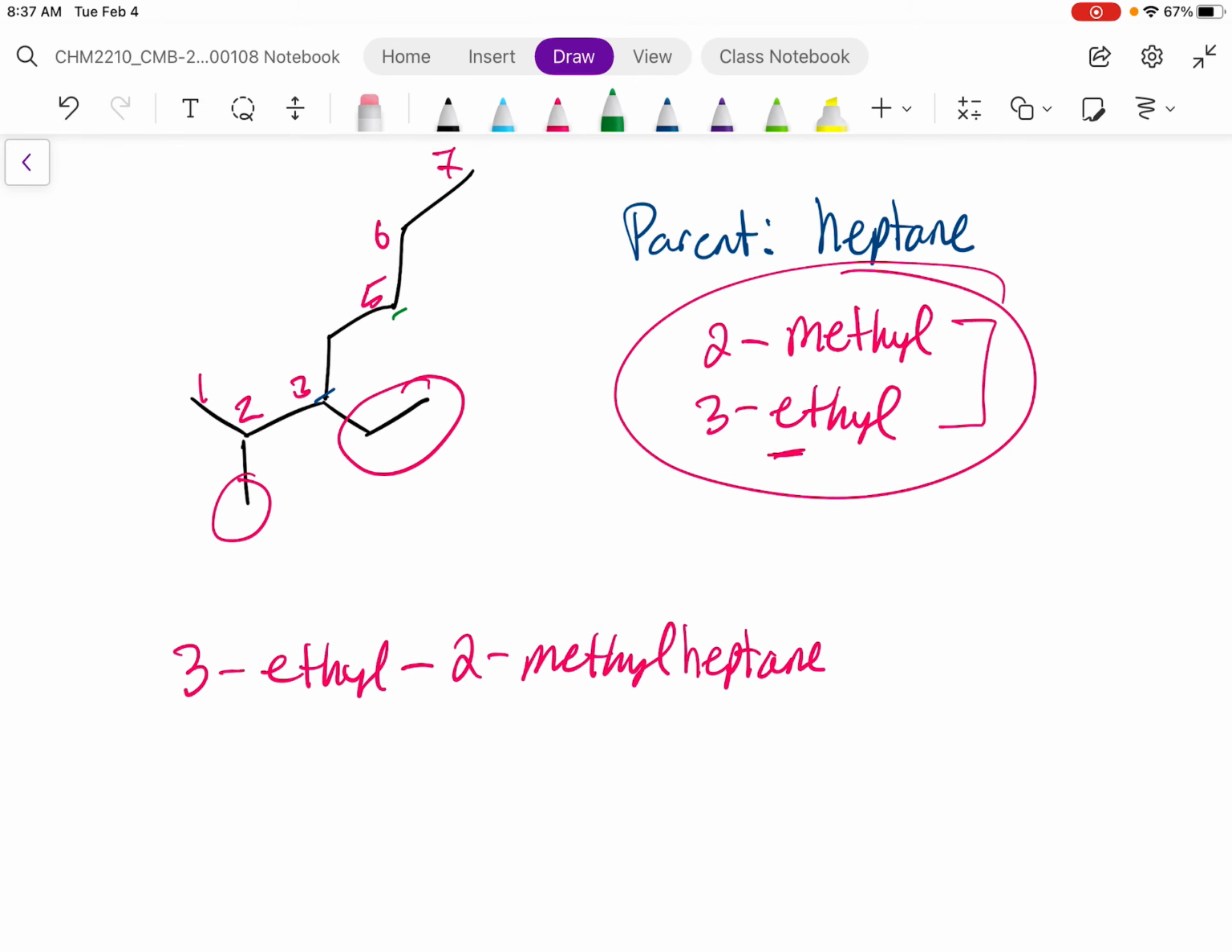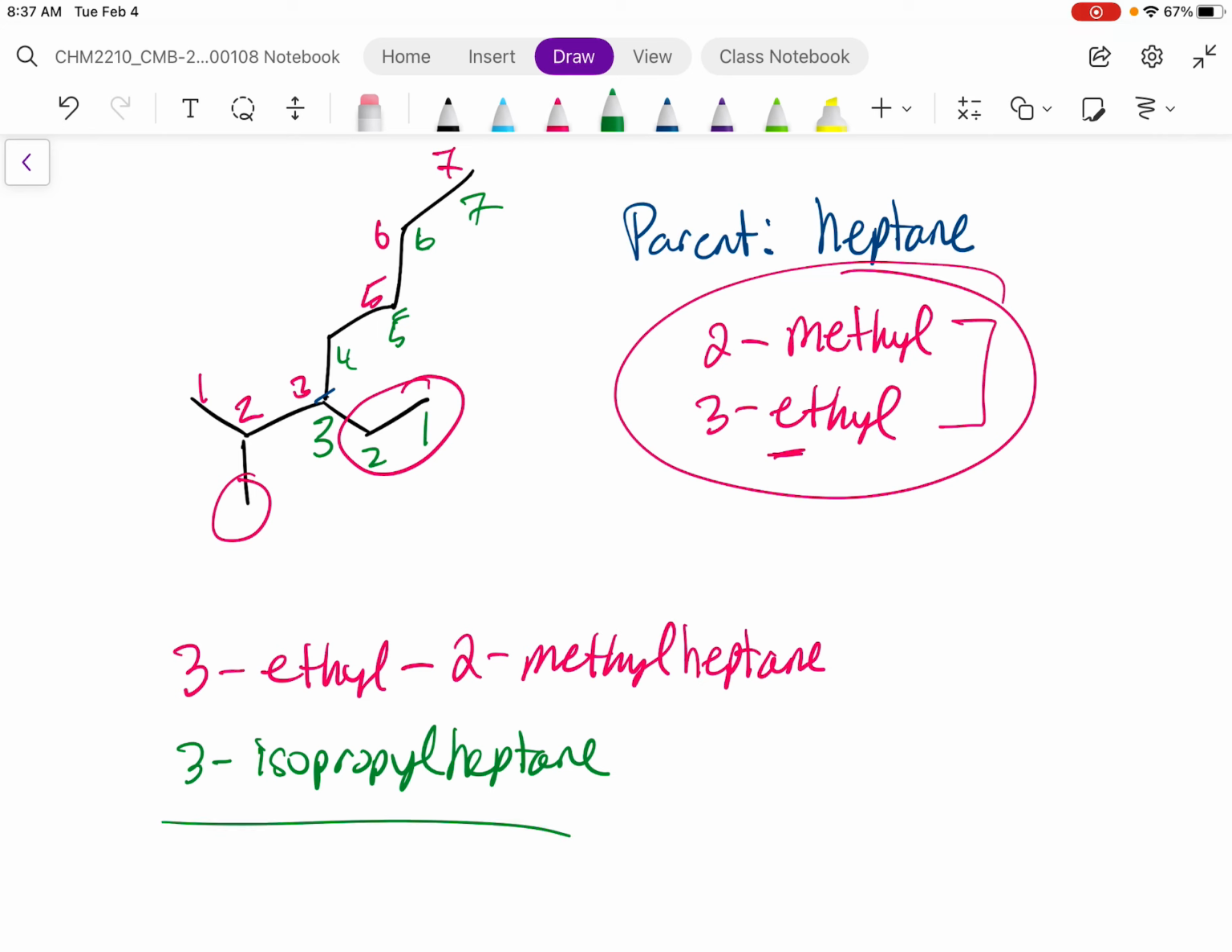So what if I numbered it this way? 1, 2, 3, 4, 5, 6, 7. When I number it in that way, we have only one substituent. And where's that at? Carbon 3. So I would have named it 3-isopropylheptane. And if someone looks at that answer and then traced it this way, they would get that answer. Yeah, you would, but it's wrong. You've got to watch out for that.